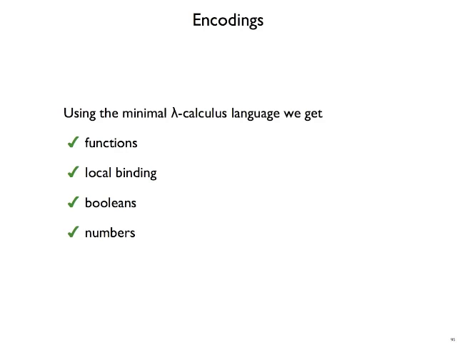So what we can see is from the lambda calculus, we can encode functions and local binding. Let turns into lambda. We can encode booleans, and we can encode numbers.